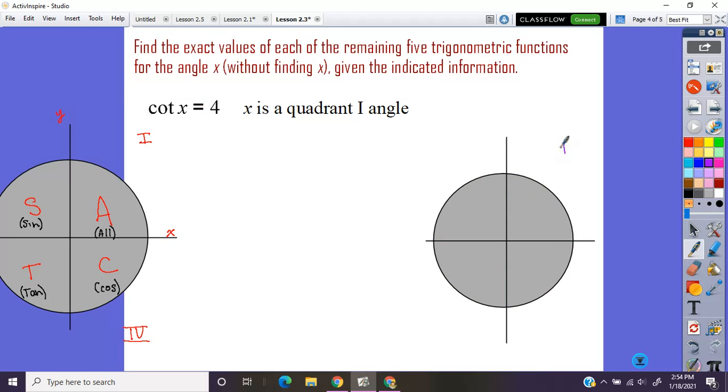So if we know this is quadrant 1, I'm just going to draw an angle in here. It doesn't have to be exact. It really doesn't matter. But what I'm doing is I'm saying, okay, this is x. And then I'm going to draw this straight to the x-axis because that's what I do.